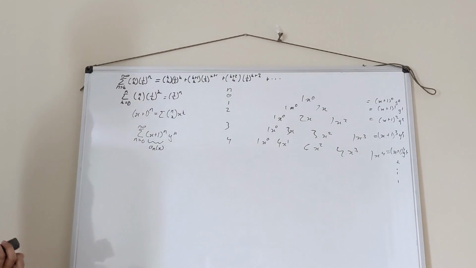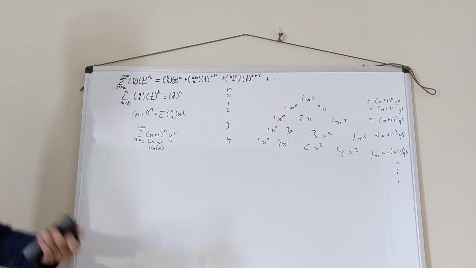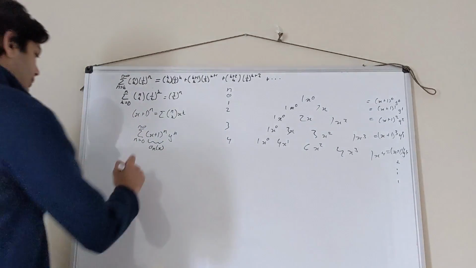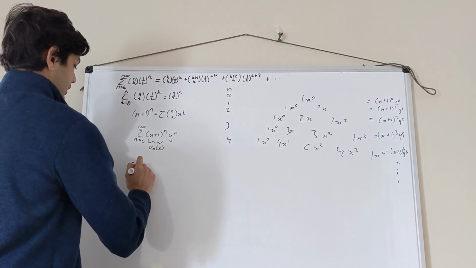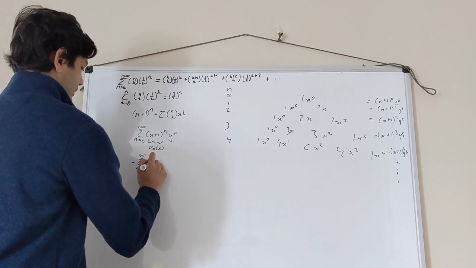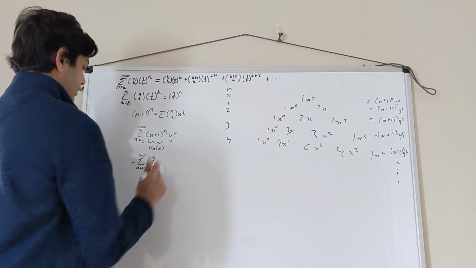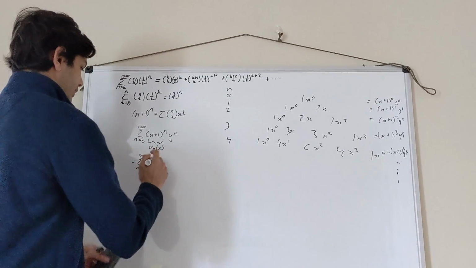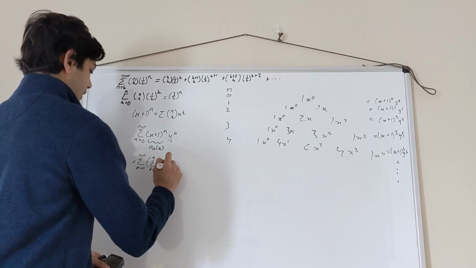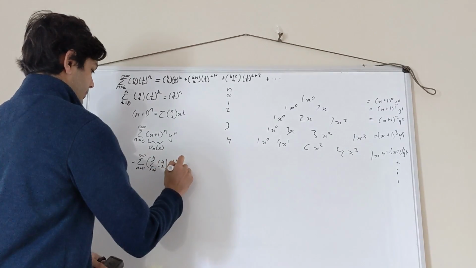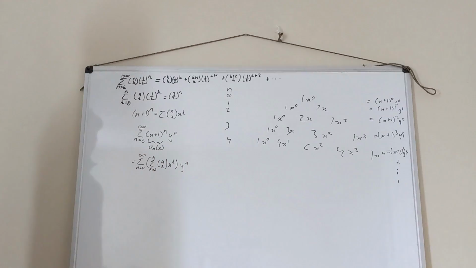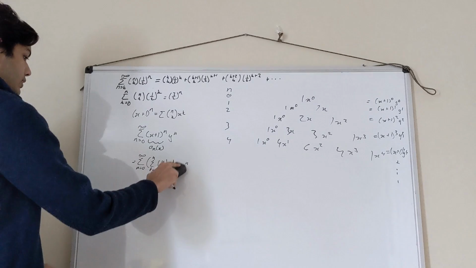And what a sub n of x is, it's a function of x that encodes the row. And if you were to expand that out, that would be the sum from n equals 0 to infinity of the sum from k equals 0 to n of n choose k, x to the k, times y to the n. And notice that there's no harm in removing these parentheses over here.